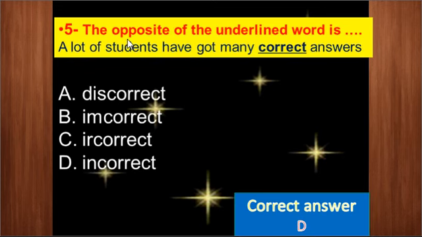Now here we have to circle the opposite of the underlined word. Here we have something we taught you before, prefix, the letters that are added before the word, or suffix, the letters that are added to the end of the word. Here we have to find the opposite of the word correct, which is incorrect. And the correct answer is D.